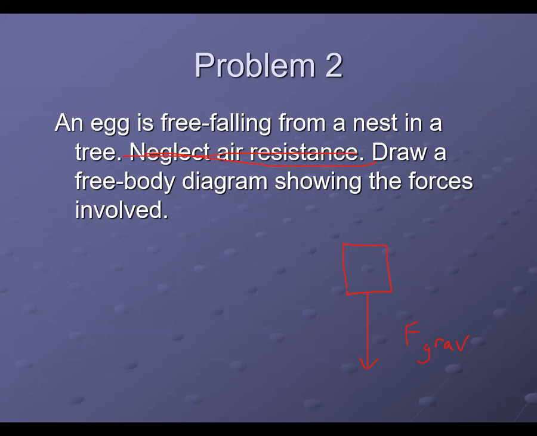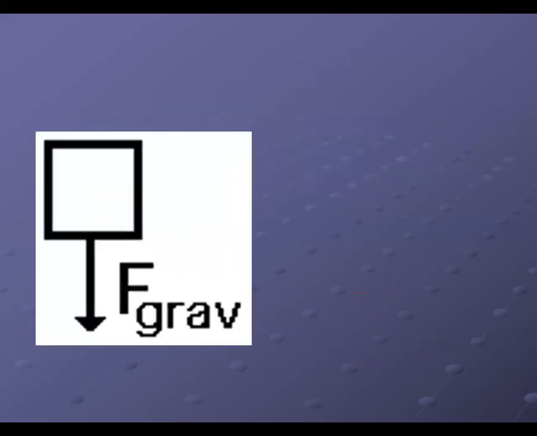Now, because it told us to forget about air resistance, we don't need to add it in. But if we did, it would just be a little arrow in the other direction. And why would it be a small arrow? Well, because what is the egg doing? It's falling, which means that the downward force is much bigger. Okay. But for this example, they want us to see the square with the one downward force because they told us to forget about air resistance. Here's your egg falling from a tree.